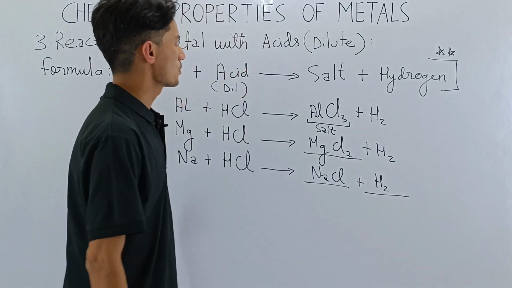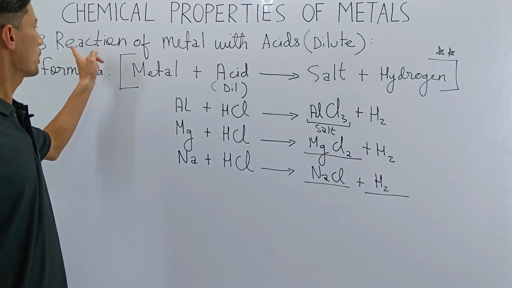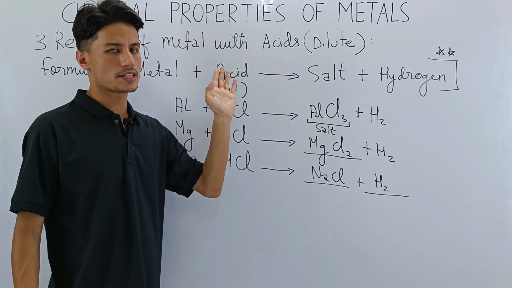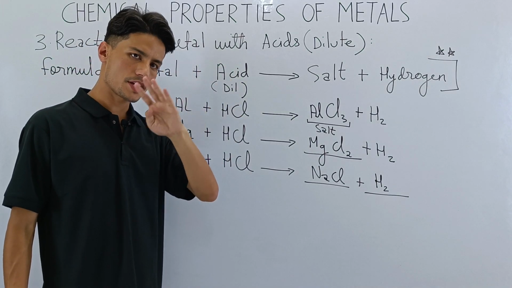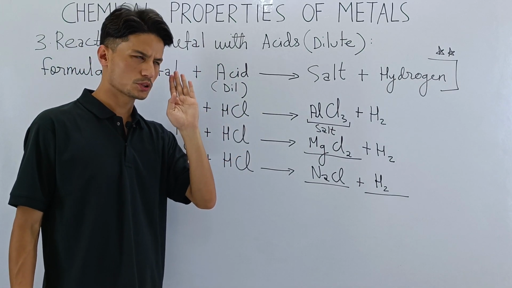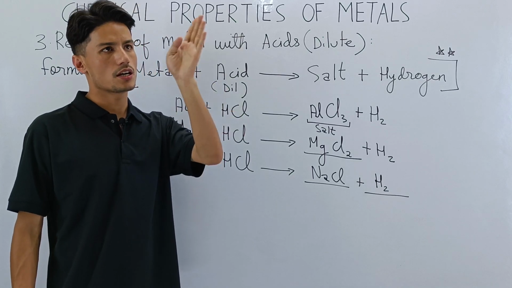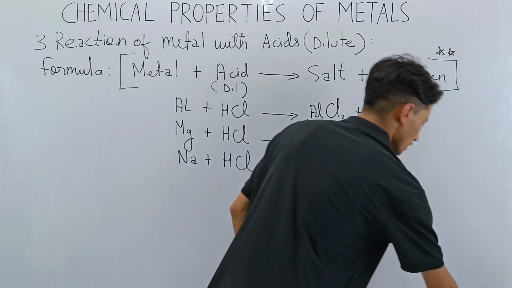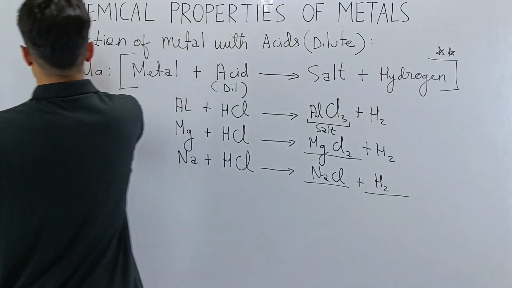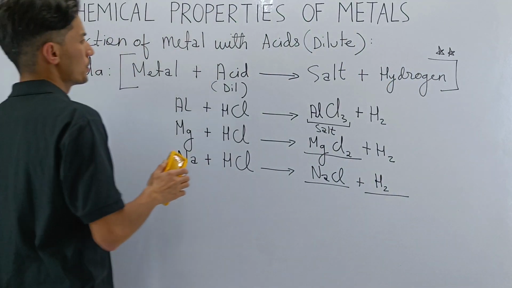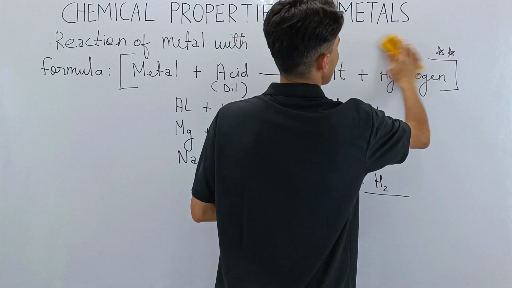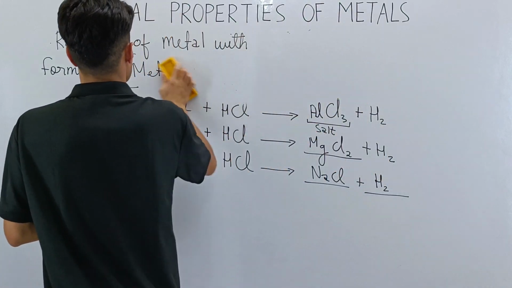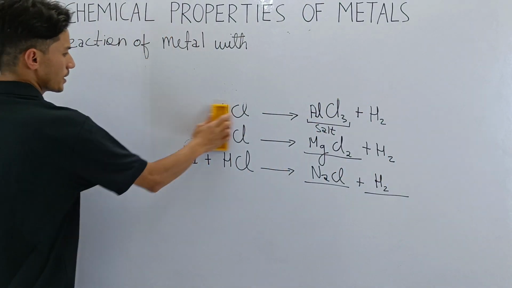All right, so point number 3 done. Reaction of metal with acids done. Point number 4, reaction of metals with salt solutions of other metal. That is point number 4. So let's go to the fourth point. Point number 4, reaction of metal with, it's gonna be a long one. Let's just read everything here. The heading itself is quite lengthy here.